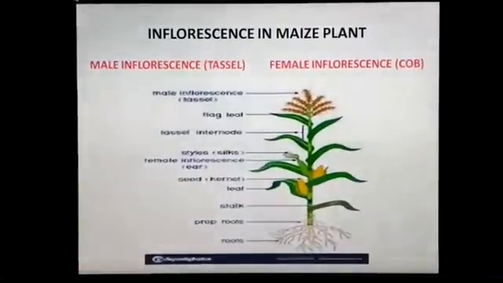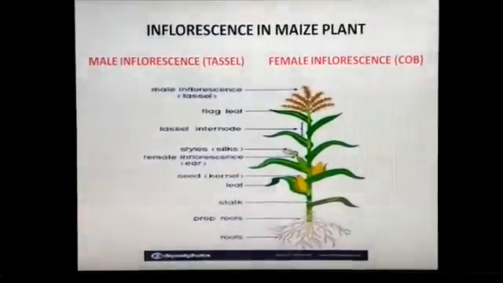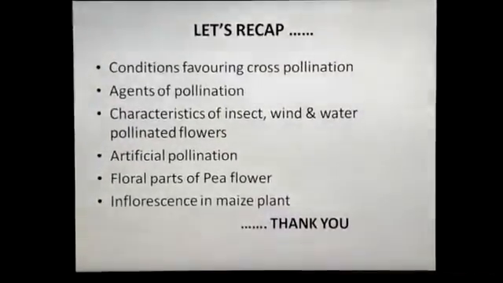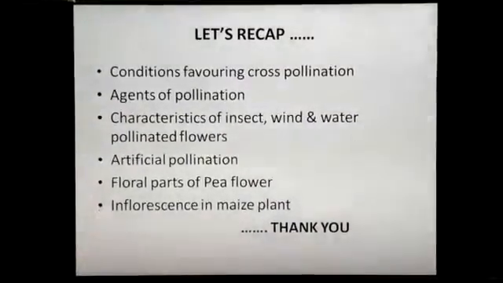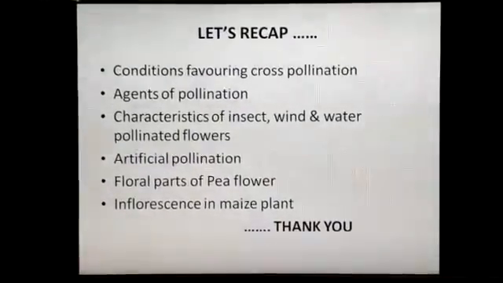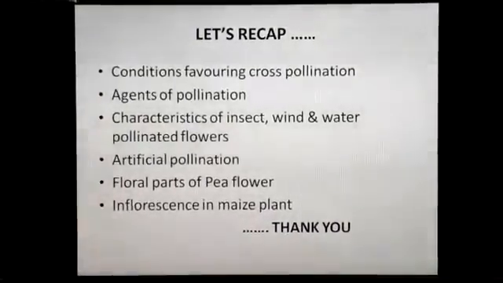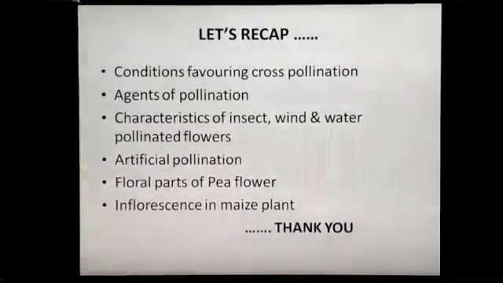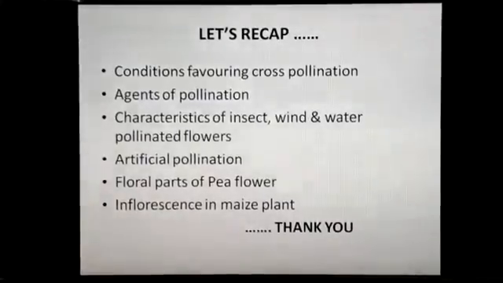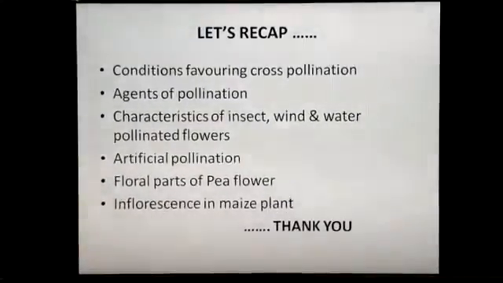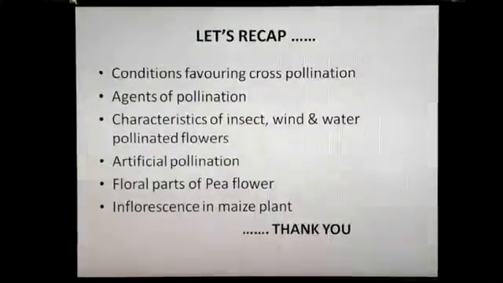So with this we come to the end of today's video. Let's do a quick recap. Today you learnt about the conditions that favor cross-pollination, agents of pollination, characteristics of insect, wind and water pollinated flowers. You also learnt about artificial pollination and its steps, floral parts of pea flower, and inflorescence in maize plant.